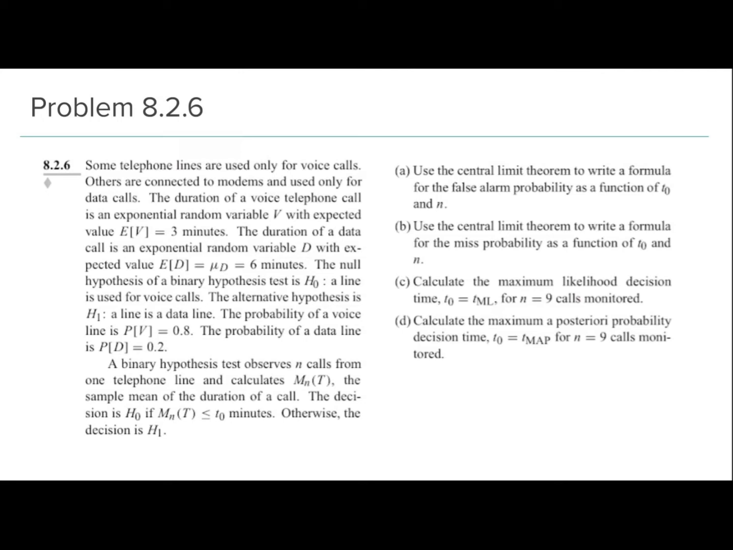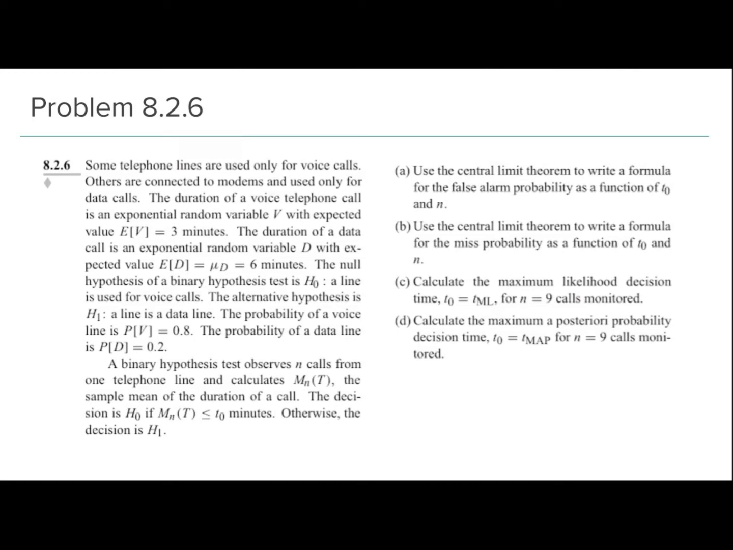A. Use the central limit theorem to write a formula for the false alarm probability as a function of t0 and n. B. Use the central limit theorem to write a formula for the miss probability as a function of t0 and n. C. Calculate the maximum likelihood decision time t0 equal to t_ML for n equal to 9 calls monitored. And D. Calculate the maximum a posteriori probability decision time t0 equal to t_MAP for n equal to 9 calls monitored.